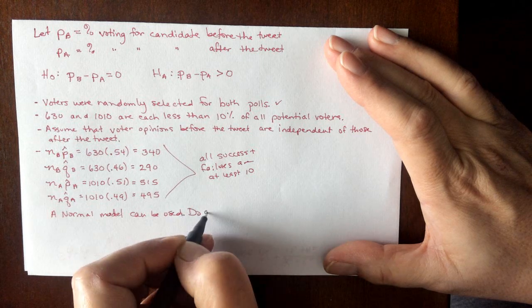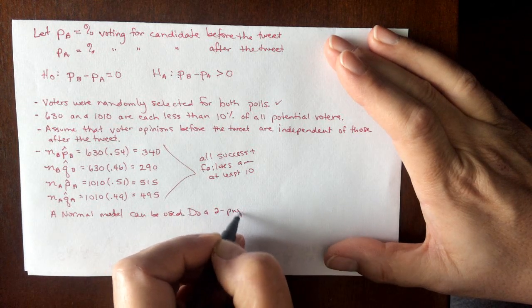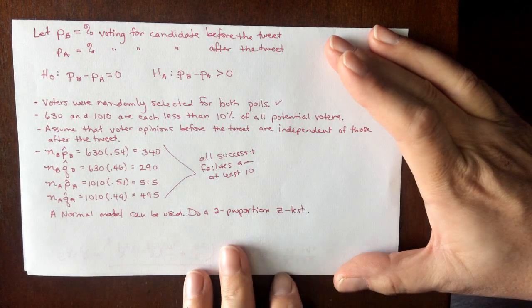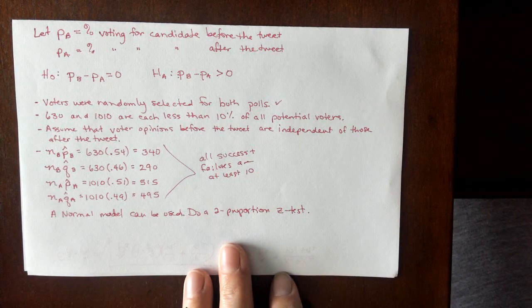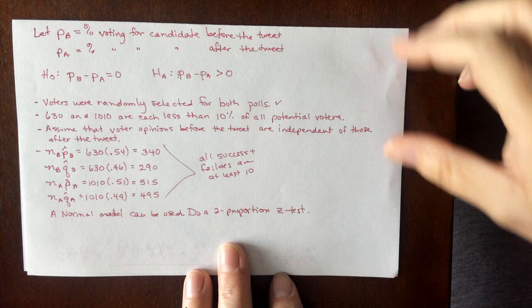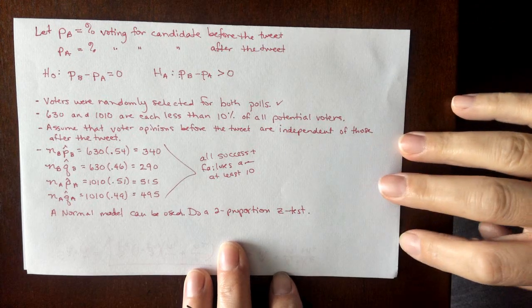Do a 2 proportion z-test. And now is when things get messier, because now is when we have to deal with the messy standard error formula. So mechanics are next.